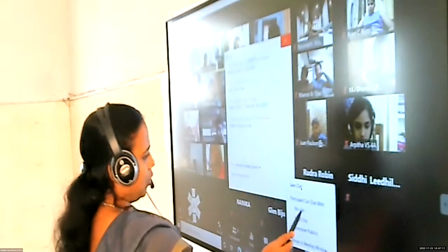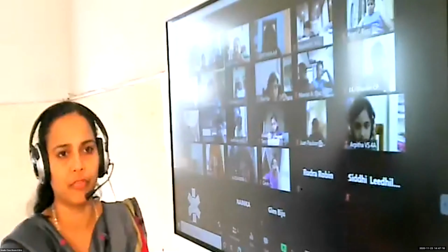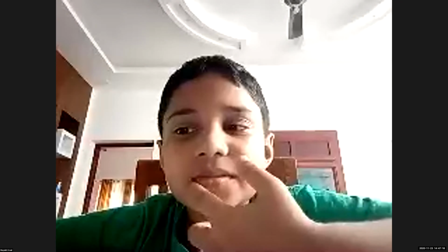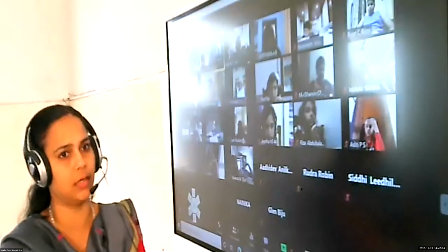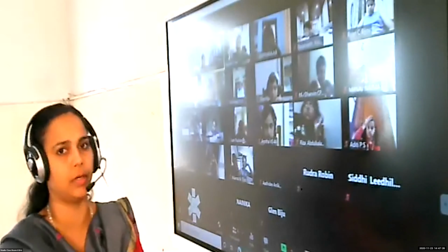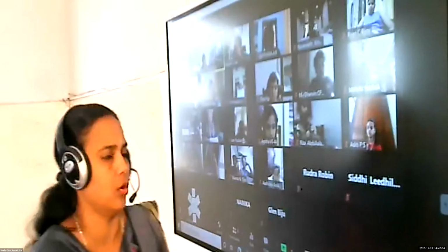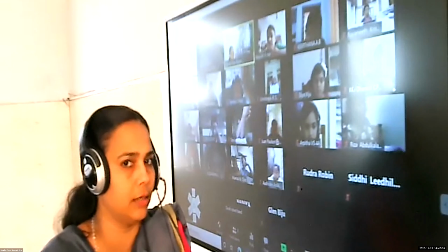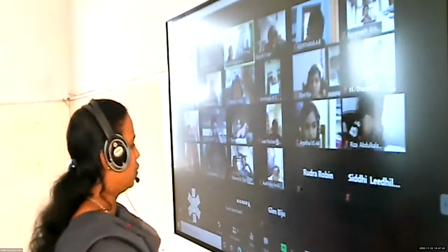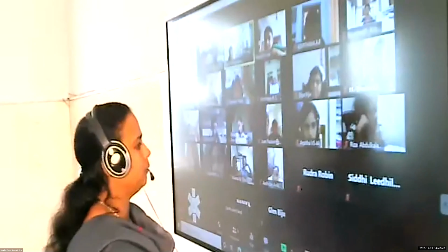Those who joined now, children, we have just started. We were discussing fractions. A fraction is a part of a whole. The numerator is the number on the top, the denominator is the number below. Equivalent fractions are fractions that denote the same part of a whole. We can make them by multiplying or dividing both numerator and denominator by the same number. So those who joined late, we were just revising these topics.